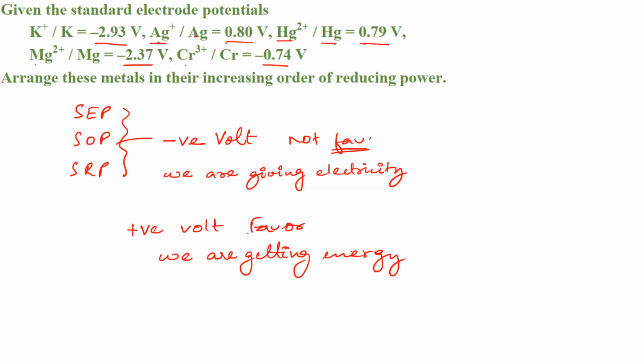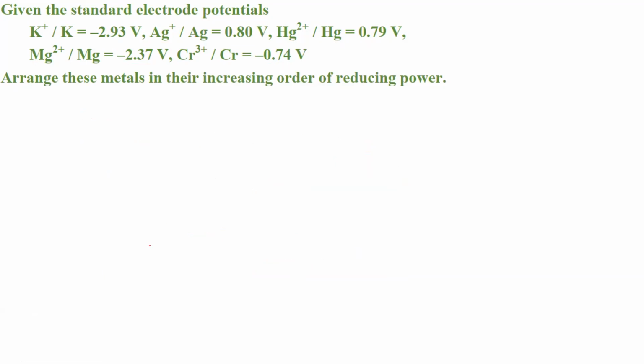Fine. Now let us look at the values and decide which of them. Now what is the question here? Increasing order of reducing power. Which of the following can reduce? It is not asking which of the following can get reduced itself. Rather, it has to reduce the others. So whenever you have been asked about the reducing power, then you will see which can get oxidized easily.